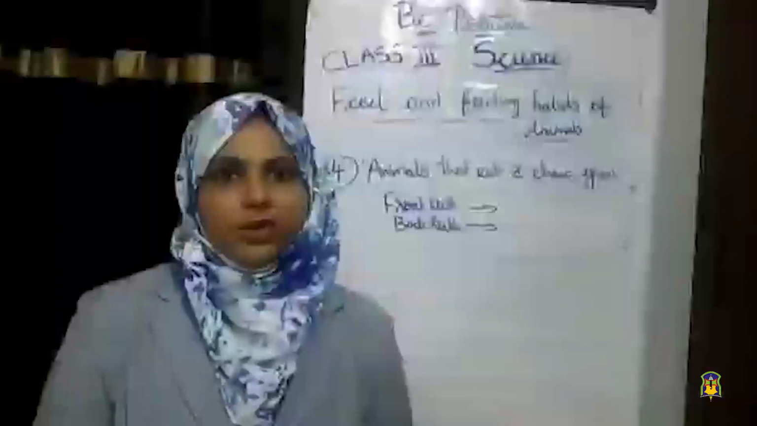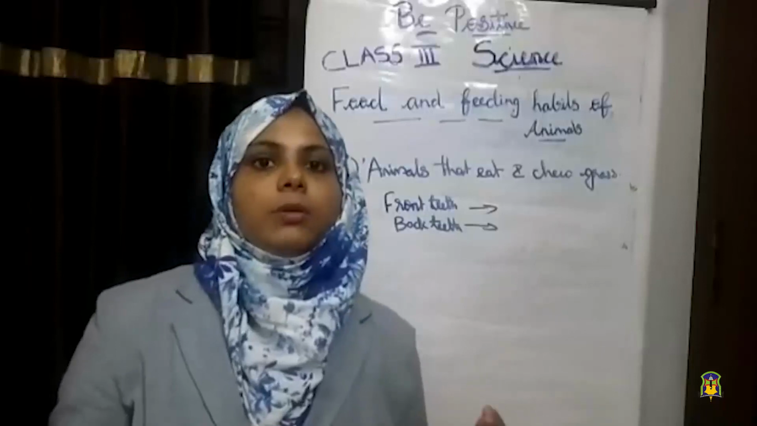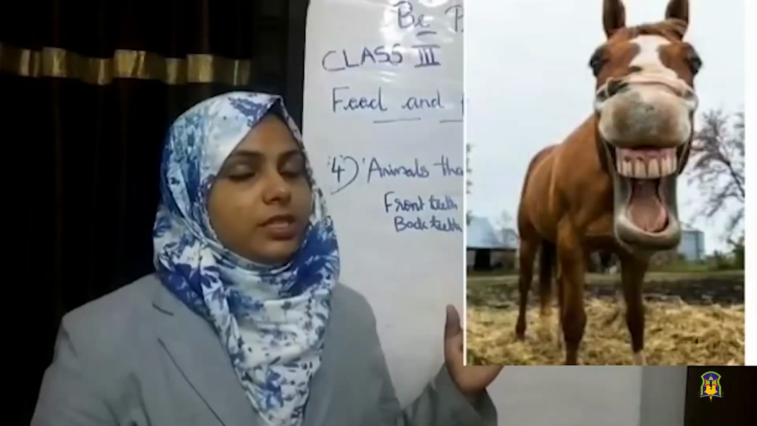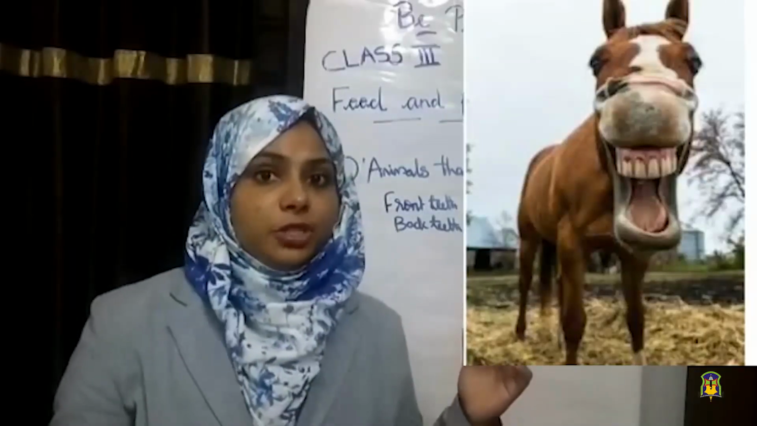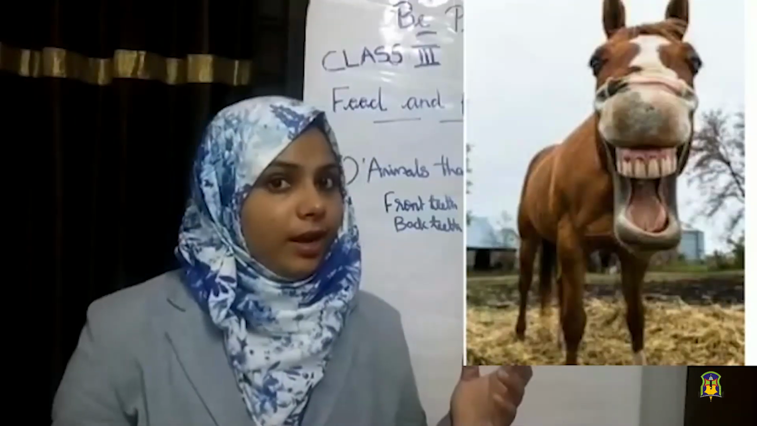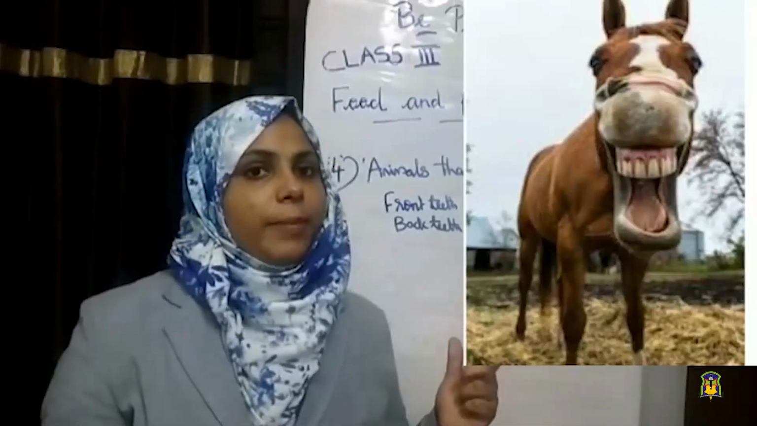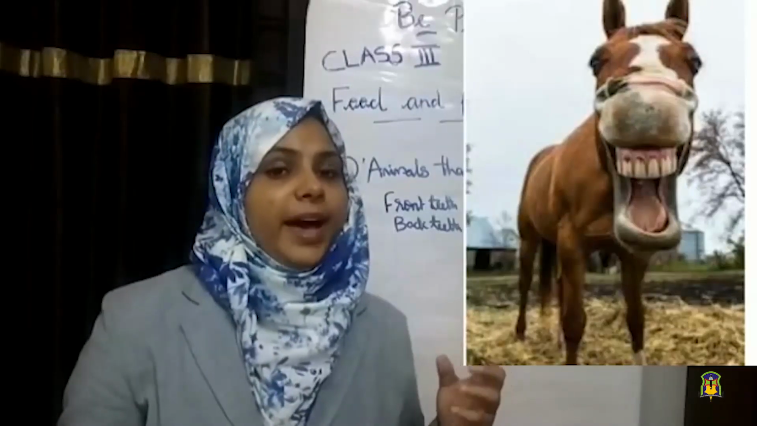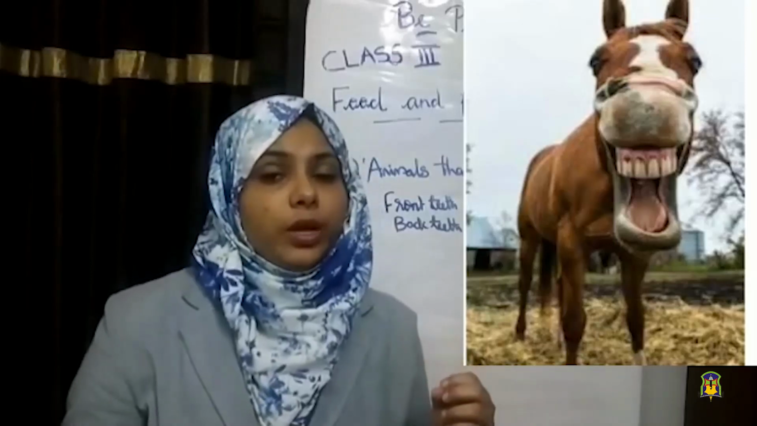Okay. The fourth one is animals that eat and chew grass. We know herbivores are the animals that eat only plants. Look at the picture. This is the teeth of a horse. Its front teeth are flat, broad and sharp. They use the front teeth to bite off the grass and leaves. What about the back teeth? Yes, they use their strong grinding teeth at the back to chew the food.